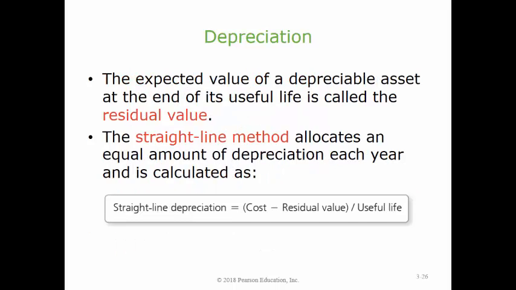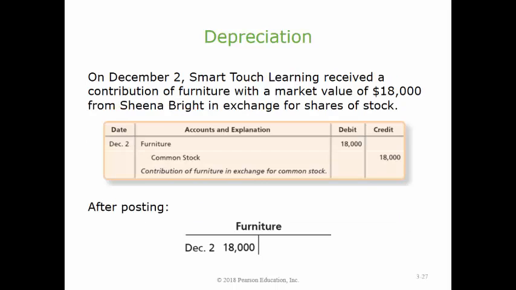The expected value of a depreciable asset at the end of its useful life is called the residual value. The straight line method allocates an equal amount of depreciation each year and is calculated as cost minus residual value divided by useful life. In Chapter 2, on December 2nd, Smart Touch Learning received a contribution of furniture having a market value of $18,000 from a stockholder.